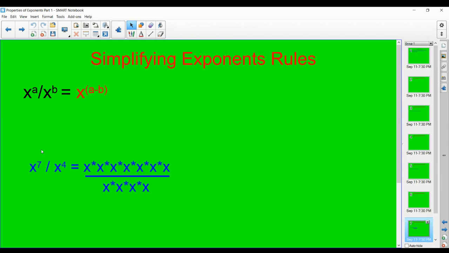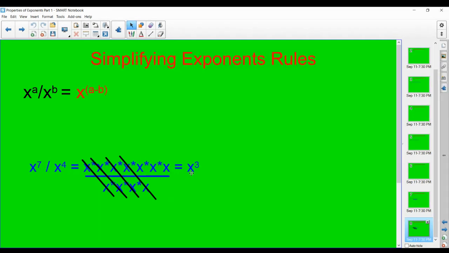Now what that looks like, we have x to the 7th divided by x to the 4th. We have 7 x's in the numerator. We have 4 x's in the denominator. And what we can do is we know that x divided by x is 1, so we can cross off an x in the numerator with an x in the denominator, make it a giant 1, and we repeat that until we have no x's left in the denominator, and we're left with x cubed in the numerator. And once again, the shortcut, we can just do 7 minus 4 is 3. So x to the 7th divided by x to the 4th is x cubed.